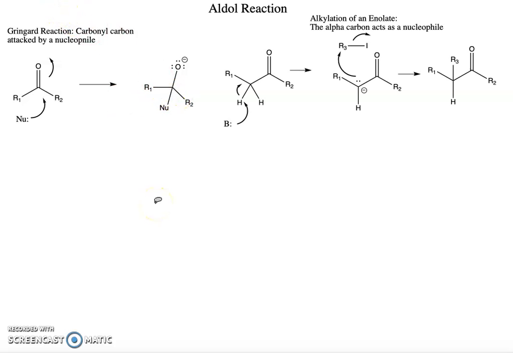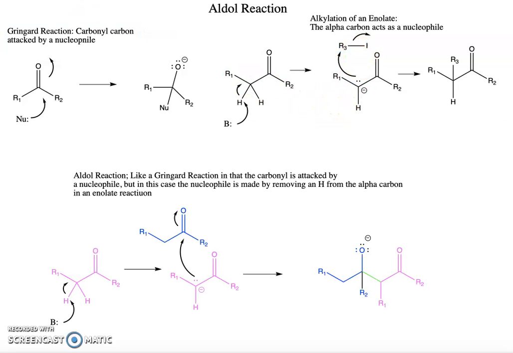We've also talked about alkylation of an enolate, where we use a base to remove an alpha hydrogen from the alpha carbon. We generate the enolate, and the enolate acts as a nucleophile on something that has a leaving group on it. The Aldol reaction is kind of a combination of these two reactions.